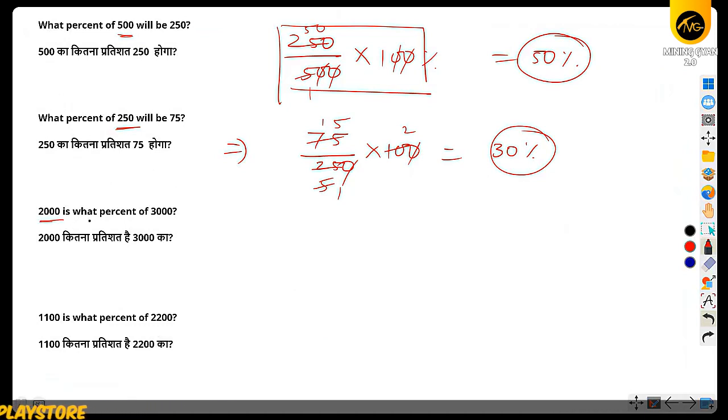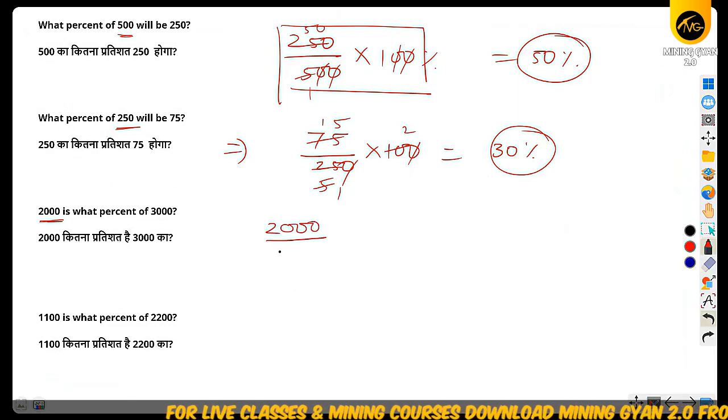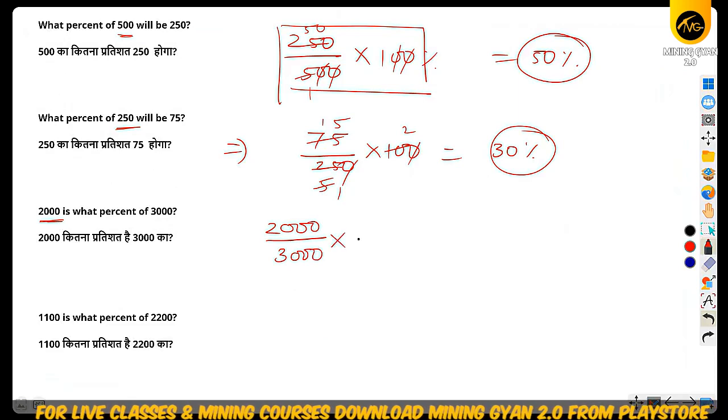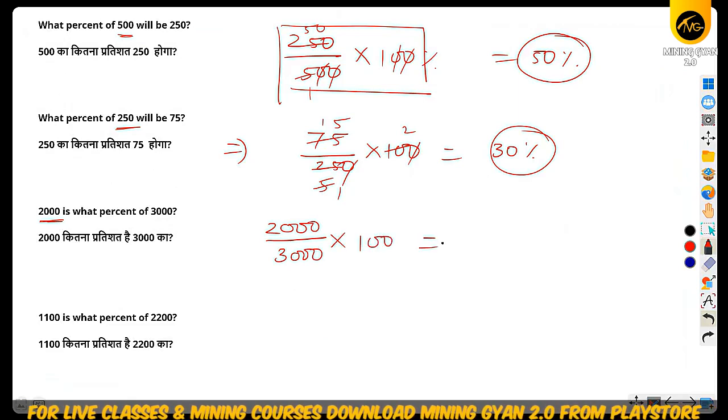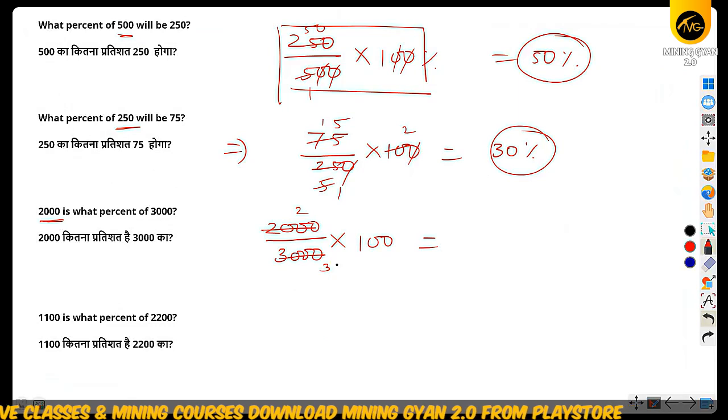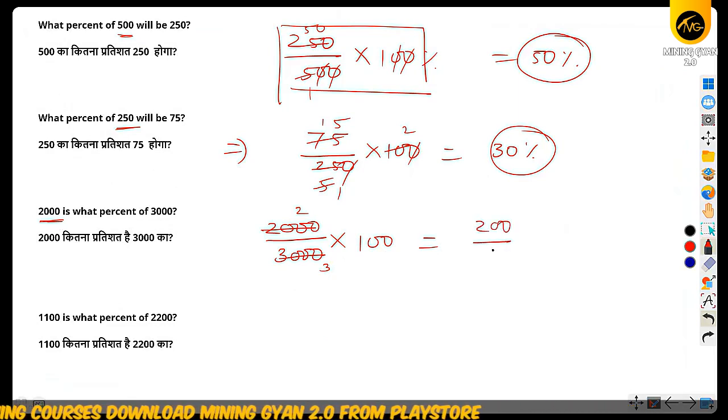Okay, suppose 2000 is what percent of 3000? This is the next question. 2000 is what percent of 3000? So again 2000 divided by 3000 and just multiply by 100. You can directly cancel, 1000 2 ja and 1000 3 ja. Clear? Now 200 divided by 3. 3 1 ja, 3 6 ja, and again 3 6 ja.